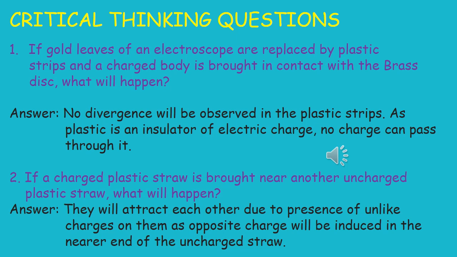Question number 2. If a charged plastic straw is brought near another uncharged plastic straw, what will happen? Now, when a charged straw is brought near the uncharged straw, due to induction, the opposite kind of charge will be generated in the nearer end of the uncharged straw. And as we know, unlike charges attract each other, so they will be attracted to each other. The uncharged straw will be attracted by the charged straw.